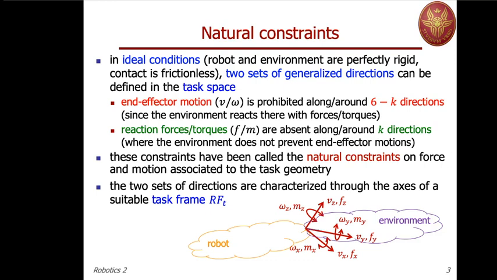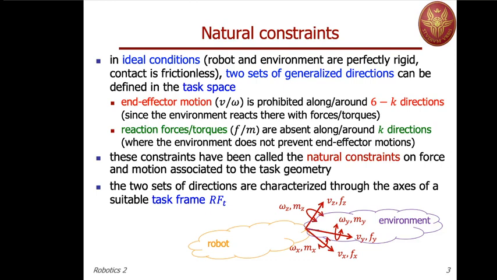And along the axes of this frame we can define several quantities, actually 12 quantities. So there are linear quantities along the x, y, and z axes. These are the components of the velocity, vx, vy, and vz, and the components of the force, fx, fy, and fz. The velocity should be intended as those of the end effector of the robot, the forces as those that the environment applies in reaction.